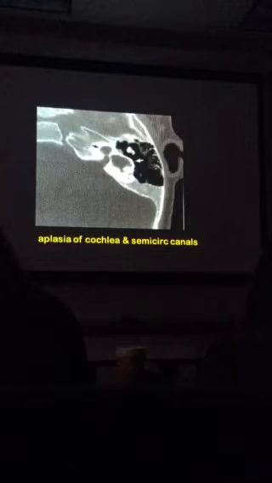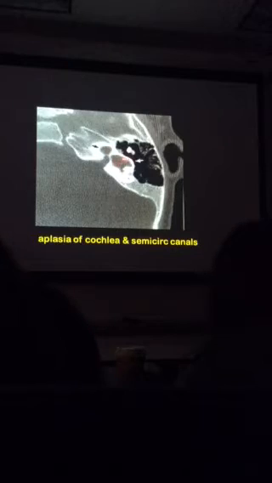What's this right here? IAC, internal auditory. This patient has aplasia of the cochlea, so we should see cochlea and semicircular canals here, and we don't see any of it. They would just never form on that side. Beautiful ossicles. So they're trying to transmit sound, but the sound isn't going anywhere on this side because there's no cochlea, there's no organ of hearing on that side.